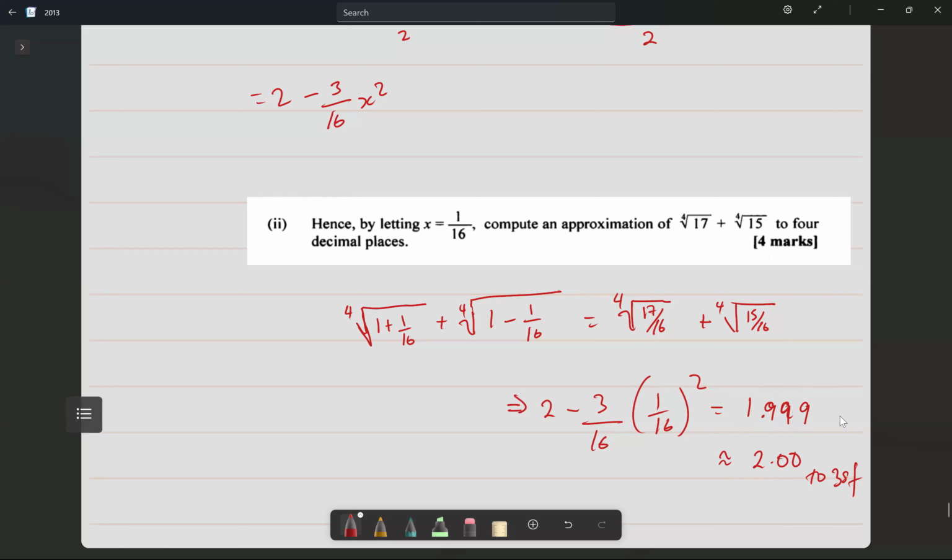Any issues with this question so far? Good with this? No issues? Okay.